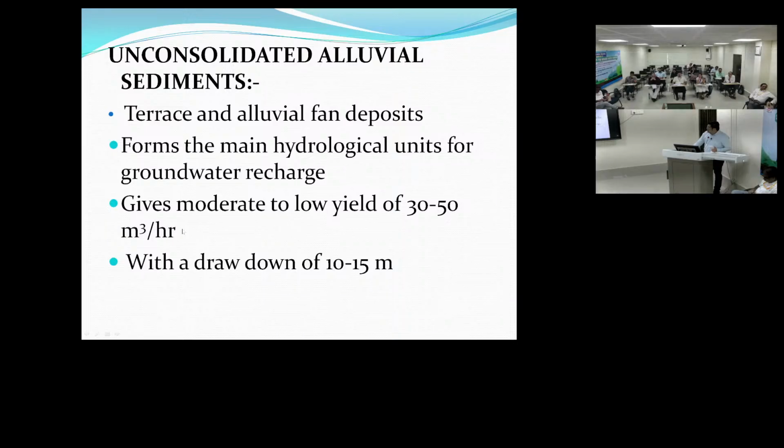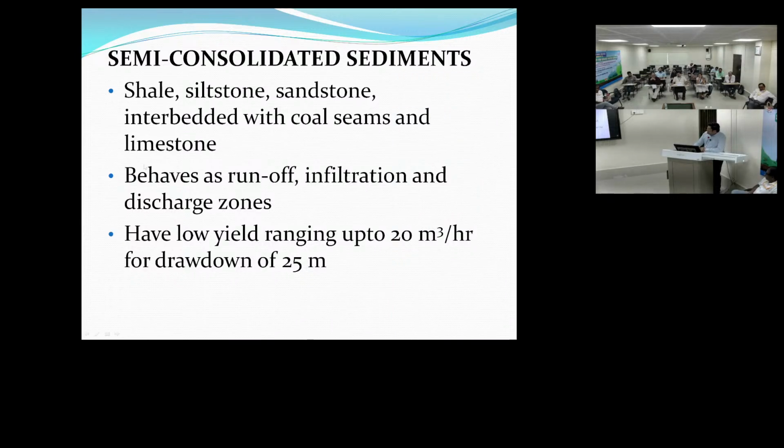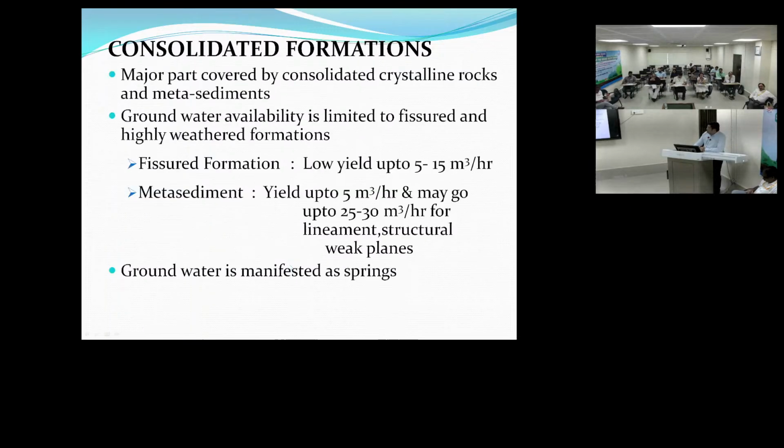It gives a moderate to low yield, 30 to 50 meter cube per hour, and the drawdown after pumping is 10 to 15 meter. In the semi-consolidated formations, there are mainly shales, siltstone, sandstone, interbedded coal seams and limestone. Mostly it behaves as a runoff and infiltration zone. It has a very low yield, around 20 meter cube per hour for a drawdown of around 25 meter. The consolidated formations are the crystalline and meta sediments.